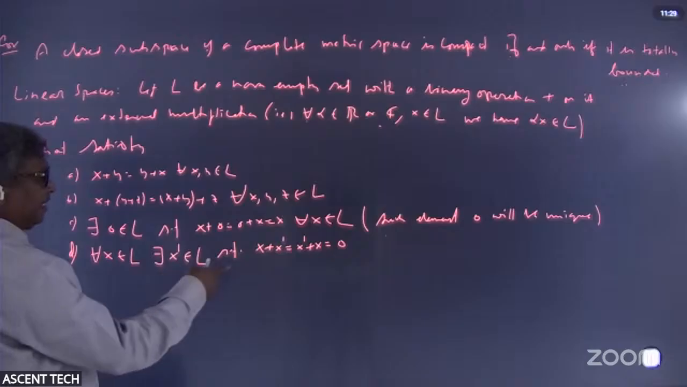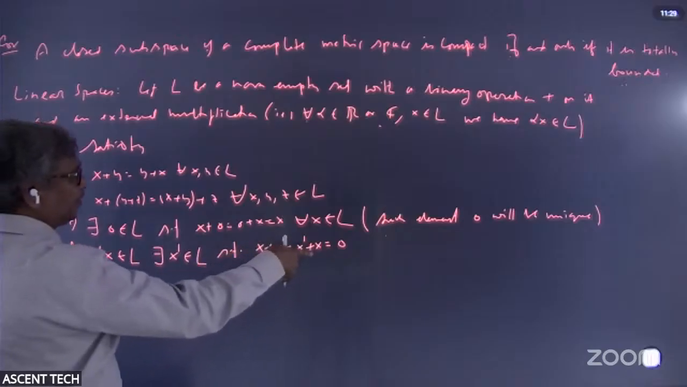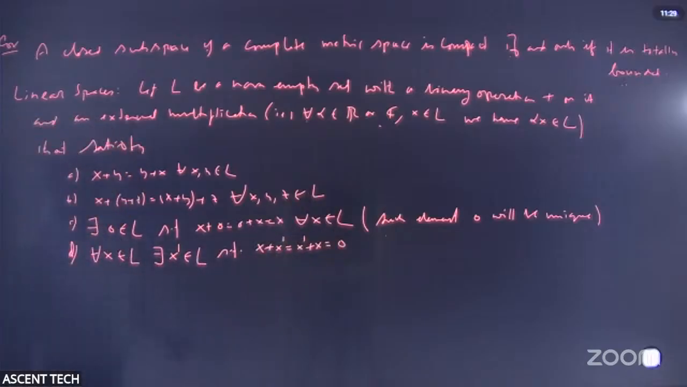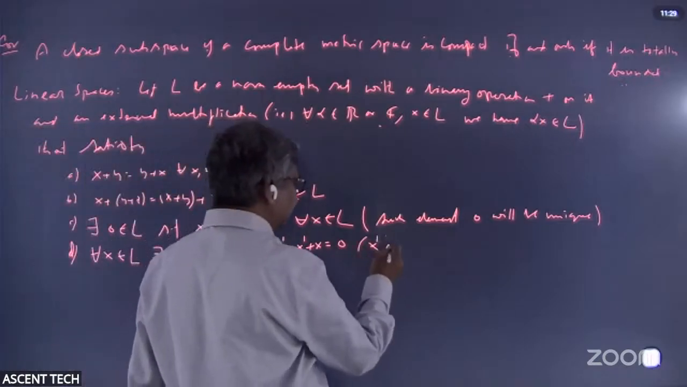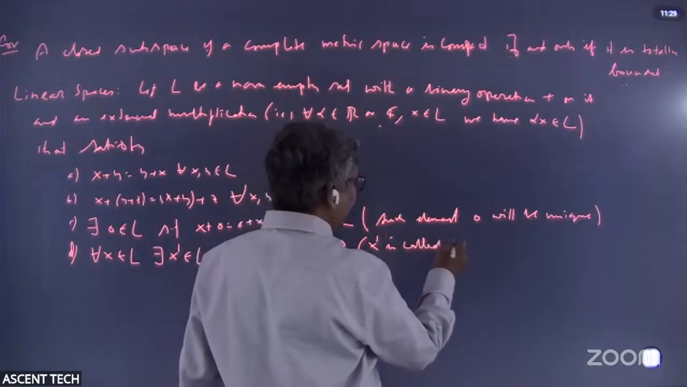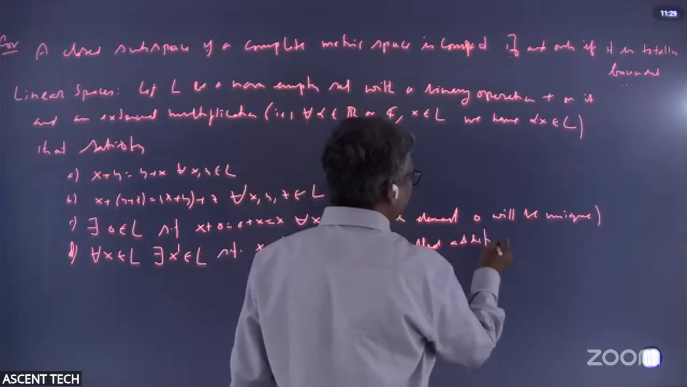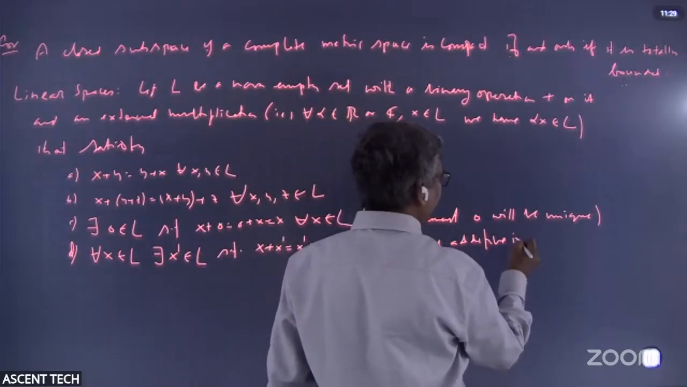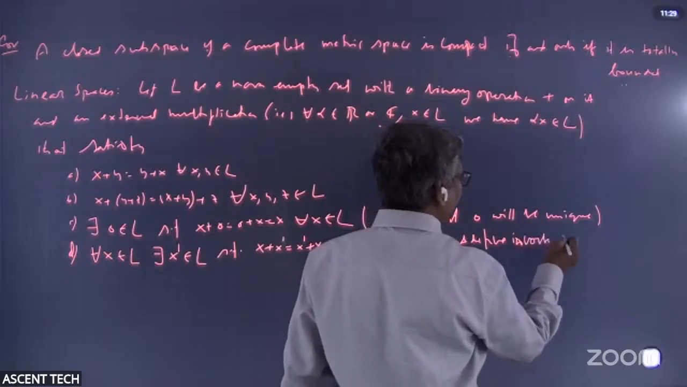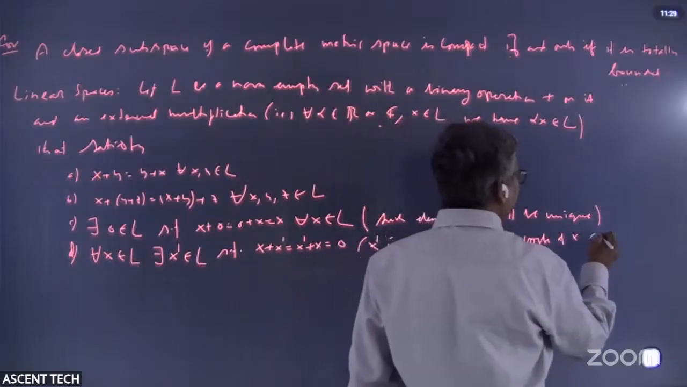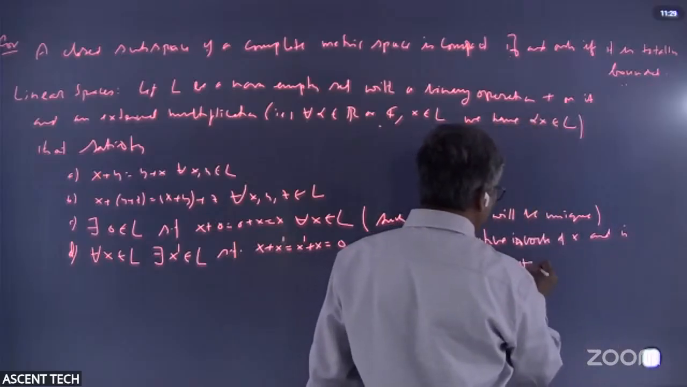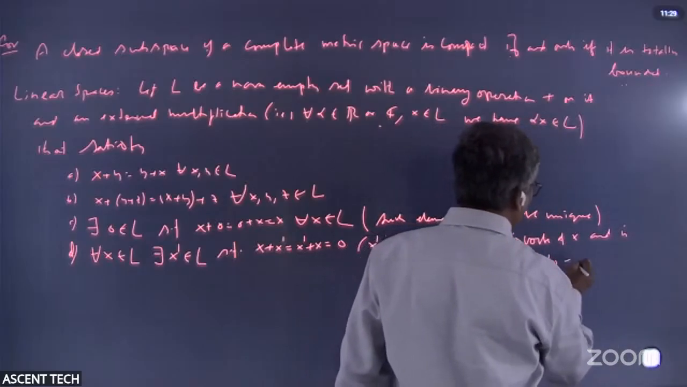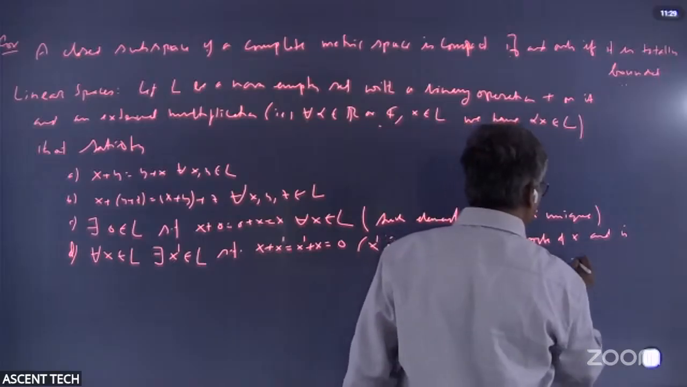For each x, there is an x dash, that is x plus x dash equal to x dash plus x equal to that unique 0. And the x dash is called the additive inverse of x, and is denoted by minus x.